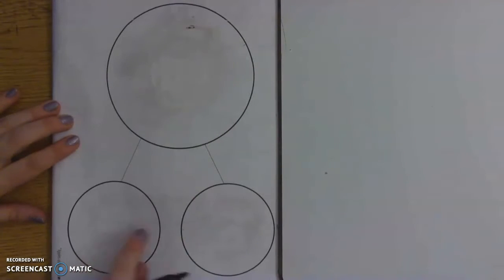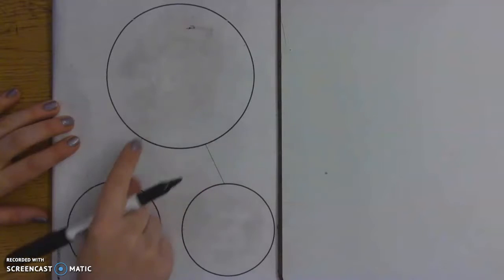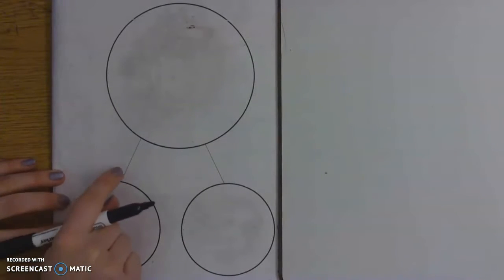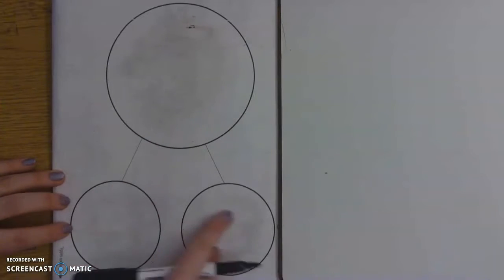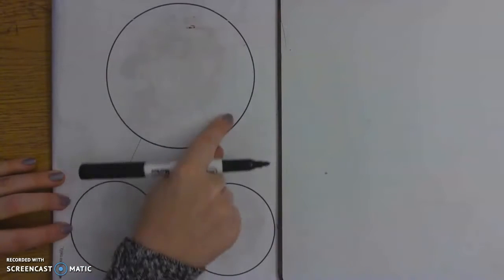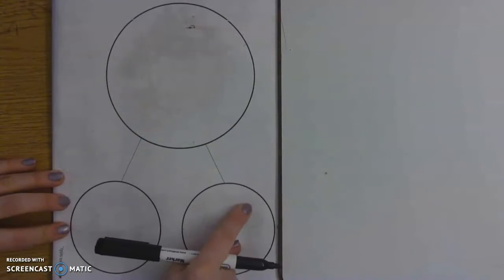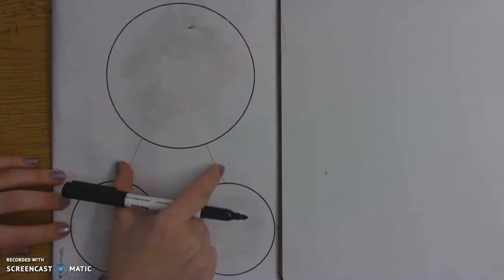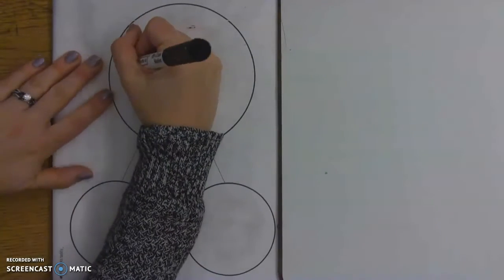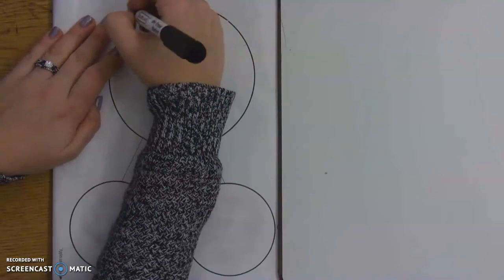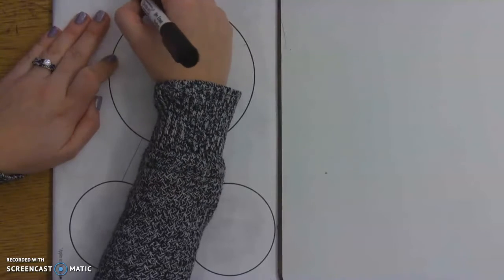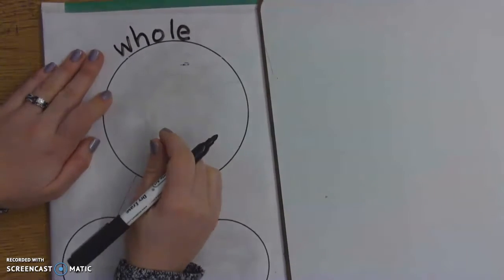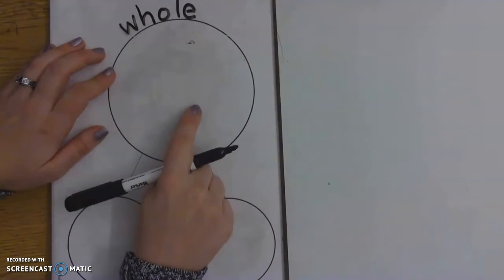With a number bond that has two parts, our whole is the circle that has both parts connected to it. So see how this one only has one circle that it's connected to? This one only has one circle, whereas this circle has two lines coming off of it. Now, number bonds can have more than two parts, but whichever one has more than one connected to it, that's our whole. So let's write the word whole above this big circle here. W-H-O-L-E, whole. And that's our total amount. That's the one that's going to be the most.